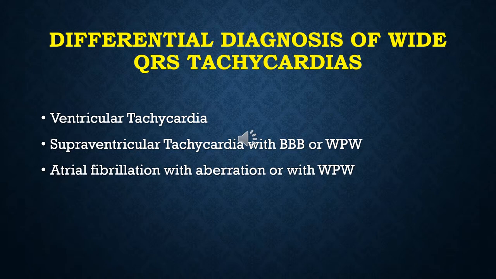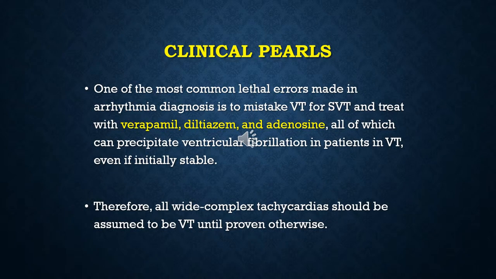So the differential diagnosis of wide complex tachycardia is ventricular tachycardia, supraventricular tachycardia with bundle branch block at the right or left, or supraventricular tachycardia with Wolff-Parkinson-White syndrome, or atrial fibrillation with aberration. Aberration means left or right bundle branch block, or atrial fibrillation with Wolff-Parkinson-White syndrome. It's very important to have the differential diagnosis of wide complex tachycardia.